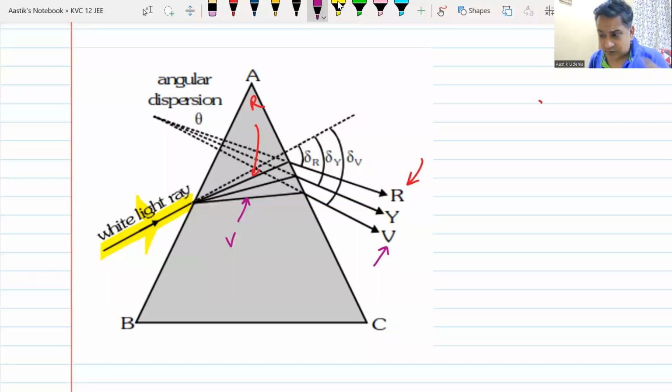Delta R, what we had drawn was for one surface, this is for two surfaces. Delta R is the deviation for red. Remember, deviation for red is minimum. Let me write it in red.